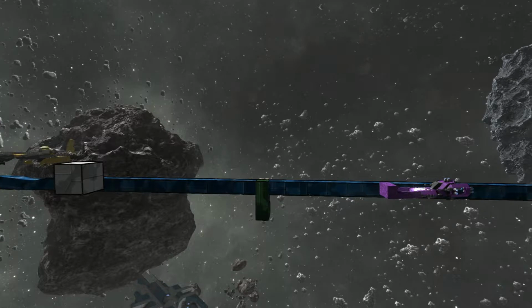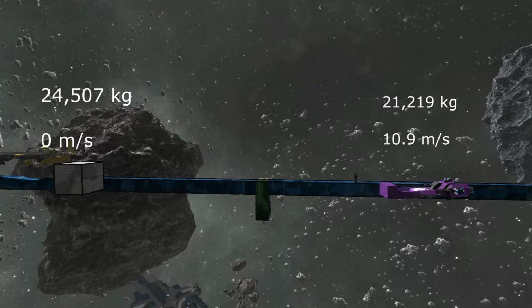Okay, guys, so this box right here is gonna be sitting here at 0 meters per second. The mass of it is 24,507 kilograms. Now let's check out the other thing. This ship right here will be traveling at 10.9 meters per second, and its mass is 21,219 kilograms. Let's see what happens.